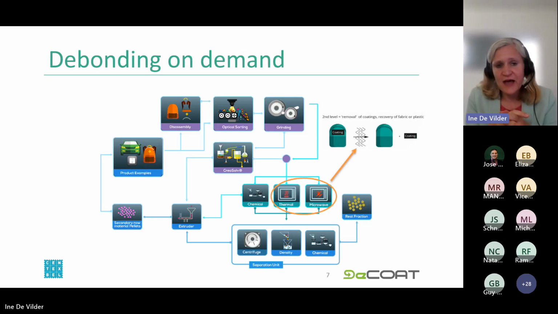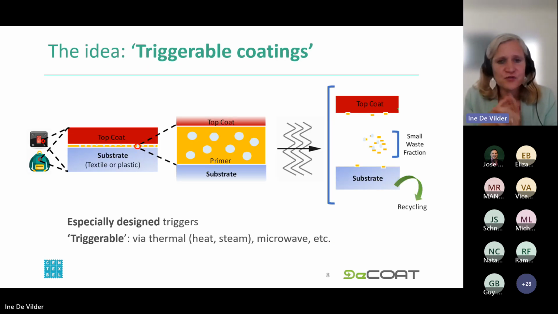So first we will take a look at the triggerable coating strategy. So then we need this part of the recycling loop. You have already seen this before. As he explained, between the substrate and the top coat, we put in specially designed triggers. During the use phase, they are inactive, but at end of life, we can trigger these. This can be done thermally or via microwave. And at the triggering point, we enable the separation of the top coat and the substrate.